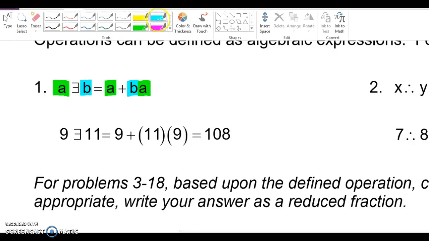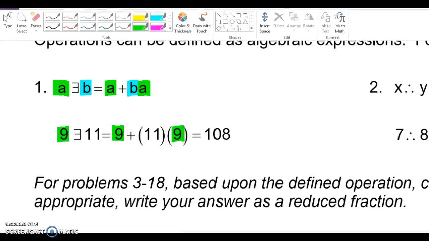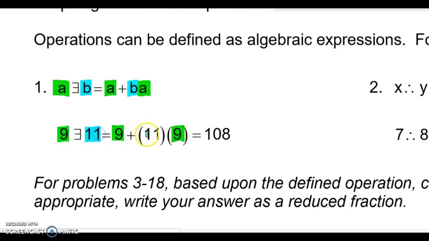The example that we have down here uses 9 as A, and B is 11. So we're just using this information right here, the fact that A falls before that backwards E, 9 has to be A. So we plug that into the formula and find out that our value is 108 using order of operations. Same problem we did on the warm-up.